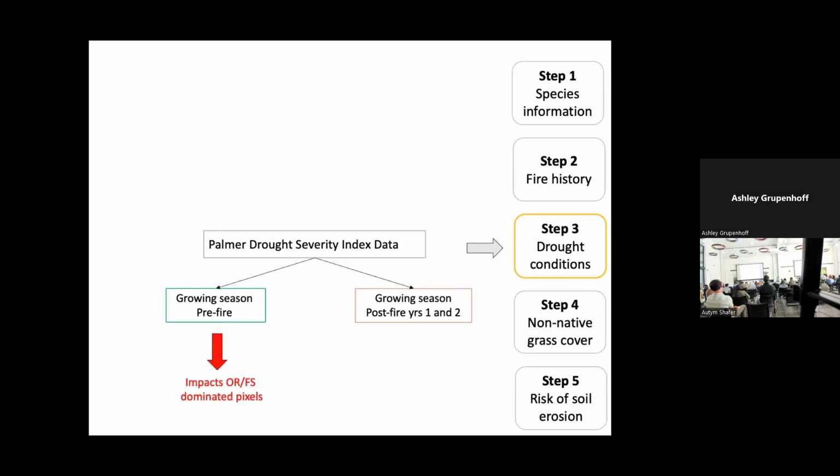Points are deducted for pixels that are dominated by resprouting pixels because of the drought affecting the stores of carbohydrates. But we also look at the growing season post-fire in years 1 and 2. And this affects both types of dominated pixels, the resprouters as well as the obligate seeders. But it's more detrimental to the obligate seeding species because of the impacts on germination and survival.